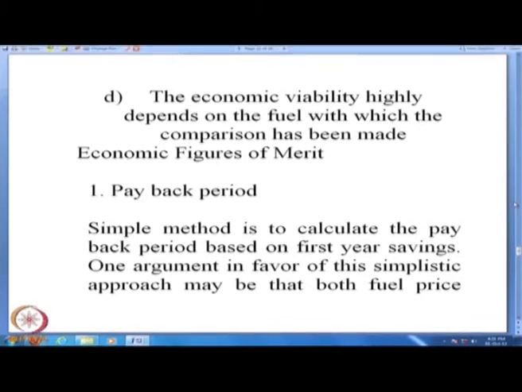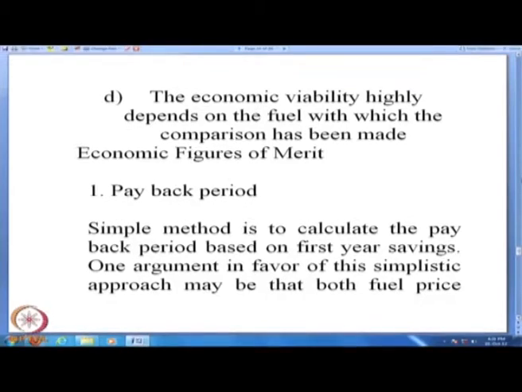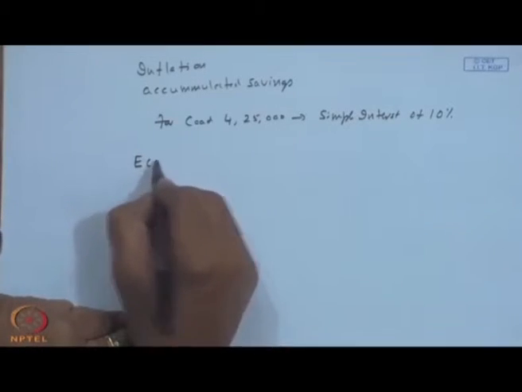The economic viability highly depends on the fuel with which the comparison has been made, right. So, as we have seen, even if there are mistakes, still if the rates are reasonable, which are reasonable ratios at least, that is what I believe. If you compare with the wood or coal, the solar appears to be poorer, and compare with LPG, it is fine, compare with electricity, it is fine. In other words, it appears to be an attractive option. Now, there are what we define as the economic figures of merit.